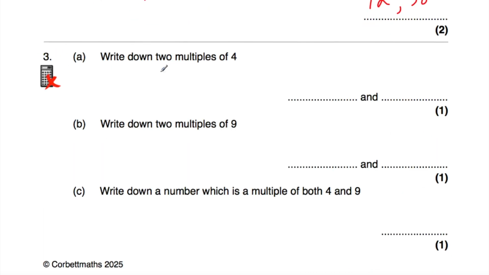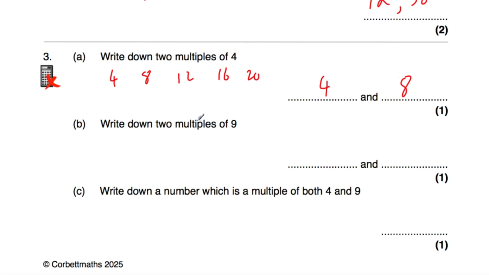Question number 3A says, write down 2 multiples of 4. So the multiples of 4 are 4, 8, 12, 16, 20, and so on. Now I'm going to write down 2 multiples of 4. I'm just going to write down 4 and 8. Now you could have written down any multiple of 4. You could have written down 400, 4 million, 8 million, and so on. I've just written down 4 and 8.